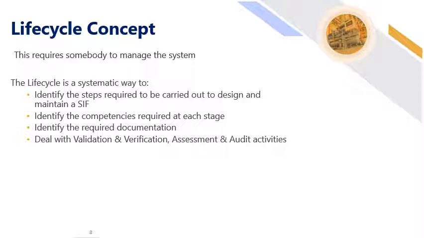IEC 61511 identifies different checks and measures that should be in place, and these are validation, verification, assessment, and audit. Validation is a method for confirming that we're going to meet the risk gap that we've allocated, and consists of doing some probability to fail on demand calculations.